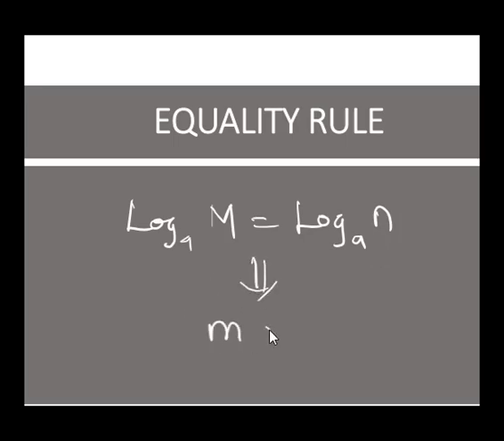Now, the equality rule. If you have an equation that says log base a of m is equal to log base a of n, remember the two bases are equal, therefore this implies that m is equal to n. So this is the equality rule in logarithm.